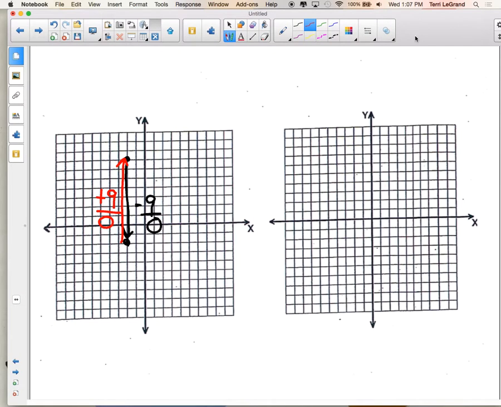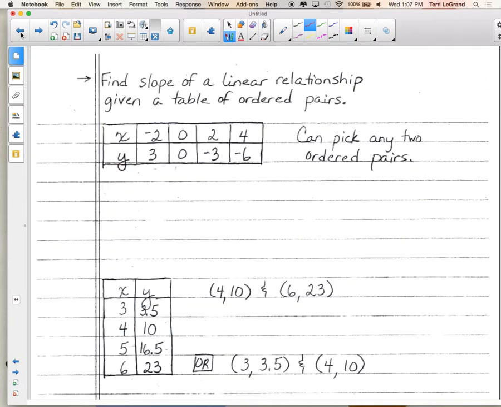Okay, let's go to the back side then. And we have a table of ordered pairs, and you don't want to have to graph them to figure out the slope. Can you just pick any 2 points you want?